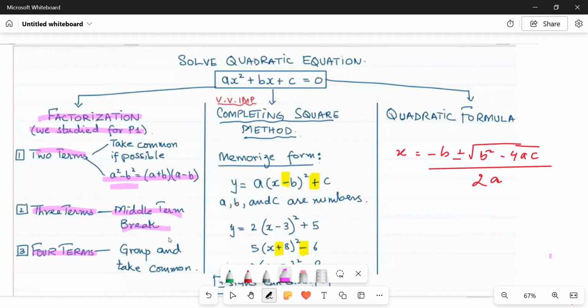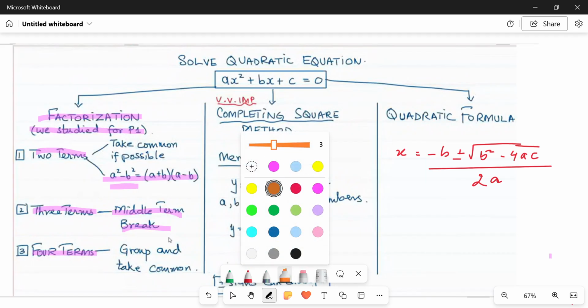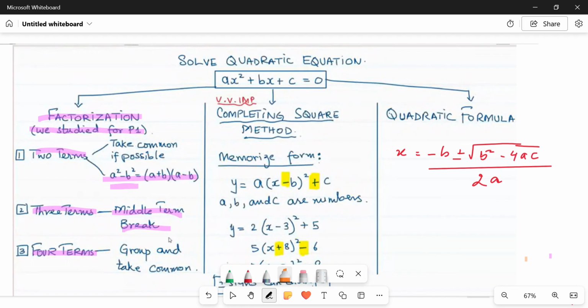Now the next one is completing the square, right? So the quadratic equation is always in this form: ax squared plus bx plus c equals 0. And it is divided into three parts. The first one, factorization, we have already discussed. Now completing the square. It is very, very important.